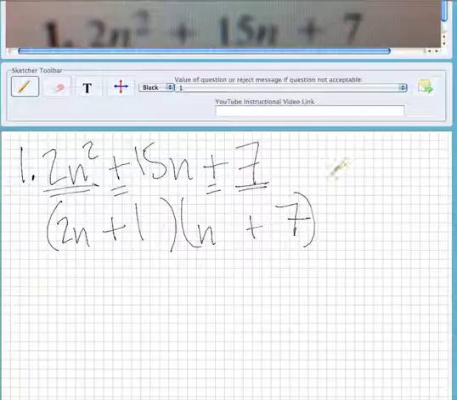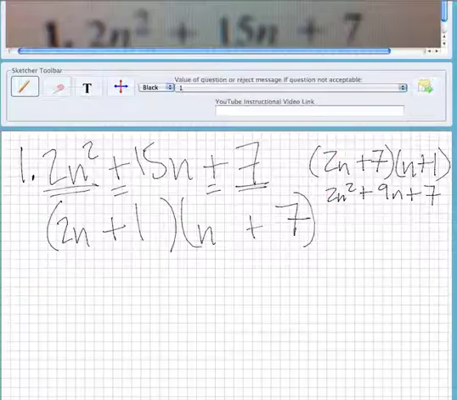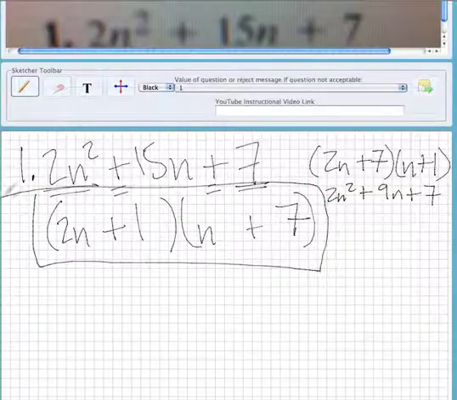So that's why you have to check it, because if I switched it up and did this instead, this would not be the factor right here, even though these multiply to 2n squared, and then these multiply to 7. This would multiply to 2n squared plus 9n plus 7. So this is not the factor. These are the factors right here. So it's almost the same, but you just work backwards and check by FOILing.